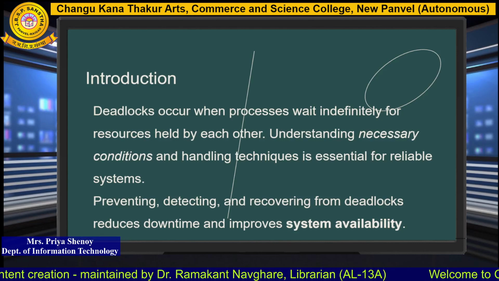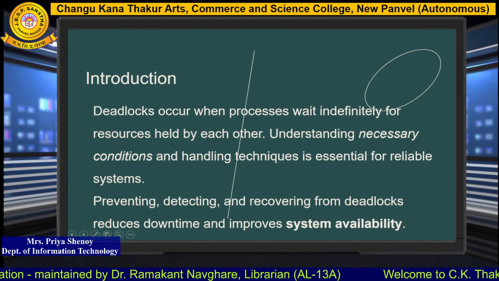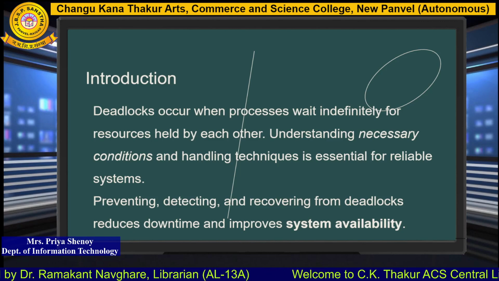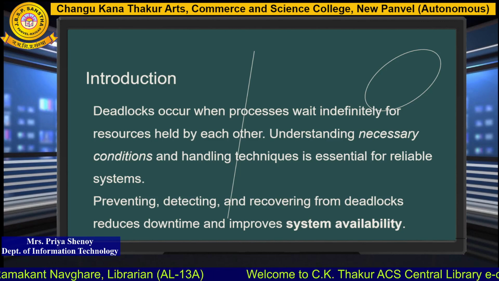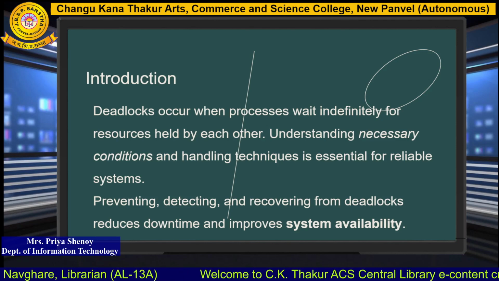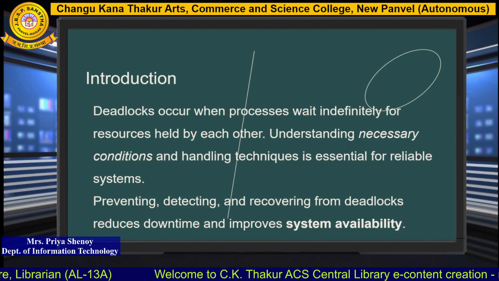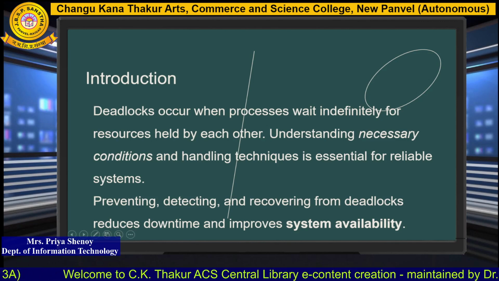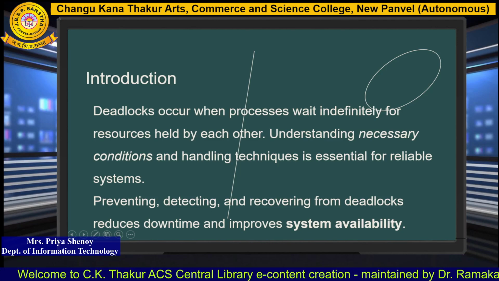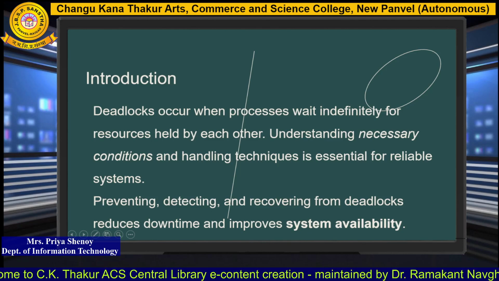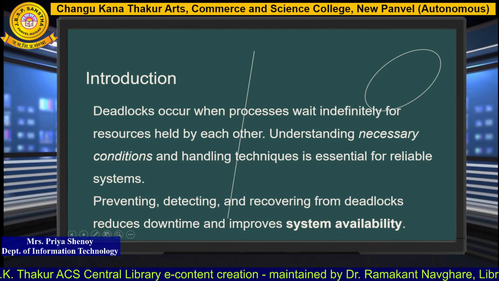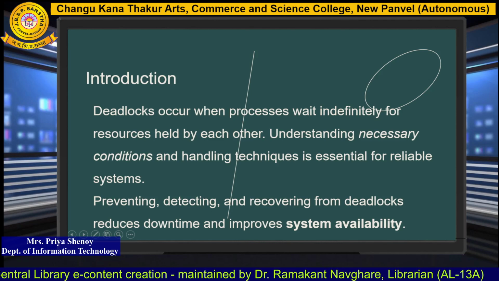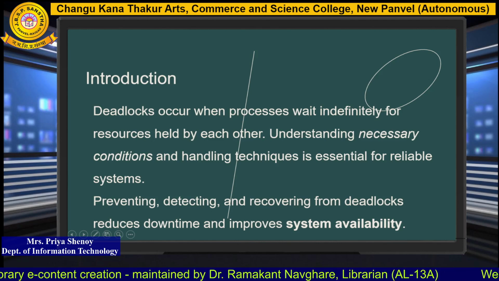So basically, deadlocks occur when processes wait indefinitely for resources that are held by each other. Understanding the necessary conditions and handling the techniques is essential for reliable systems. We will be considering the techniques that are used for preventing, detecting, and recovering the systems from deadlock, which reduces the downtime and improves system availability.